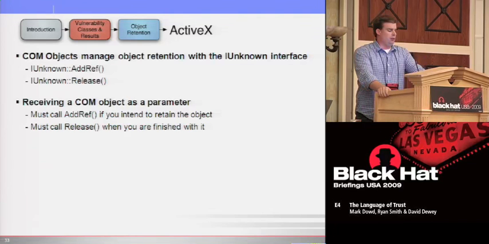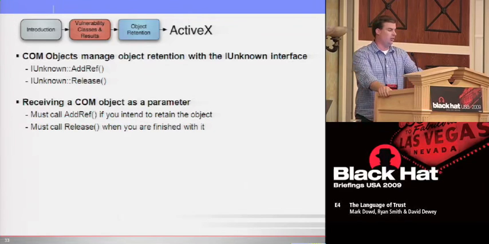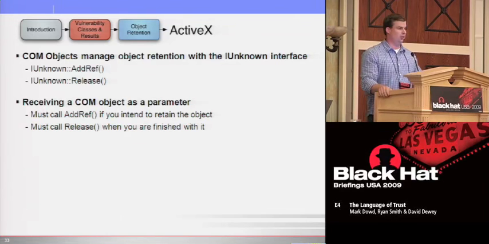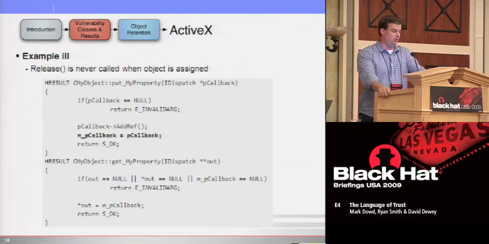If you write code that receives a COM object, you need to make sure that AddRef is called as the COM object is instantiated, in order to avoid the equivalent problems that Ryan just mentioned that exist in NPAPI. If you intend to retain the object, you must call AddRef, and when you're finished with it, you need to call Release. So here's an example of a case where Release is never called when the object is no longer needed. This could eventually result in the integer overflow issue that we talked about at the beginning.